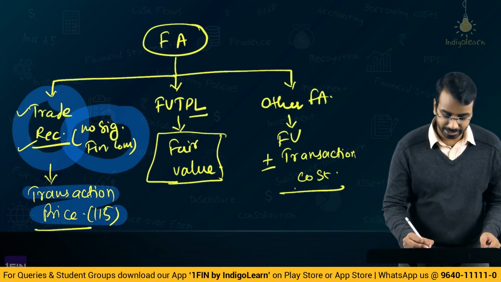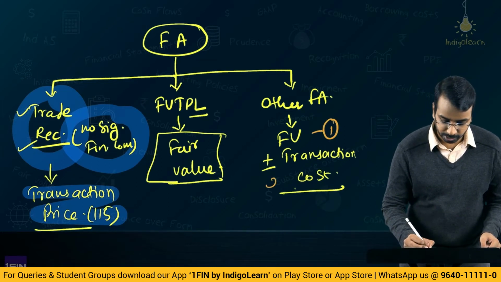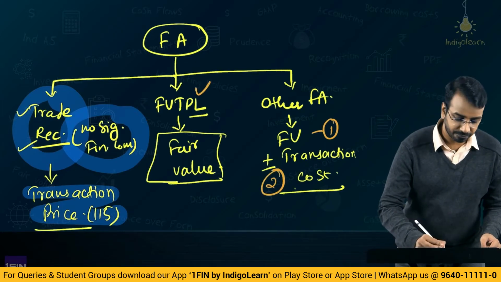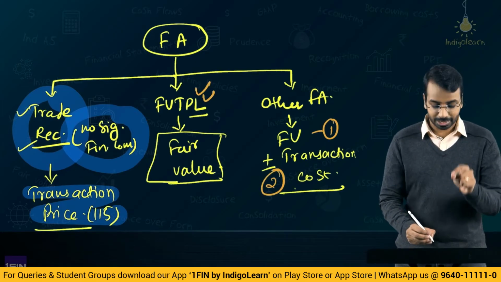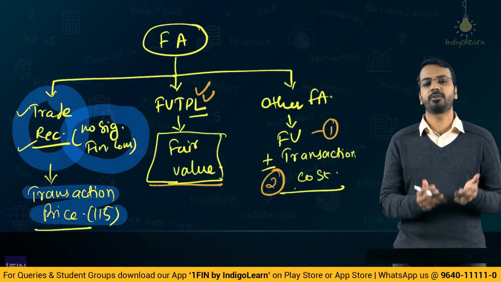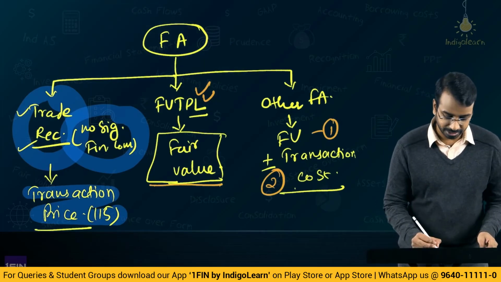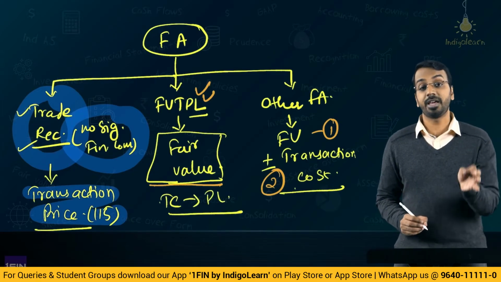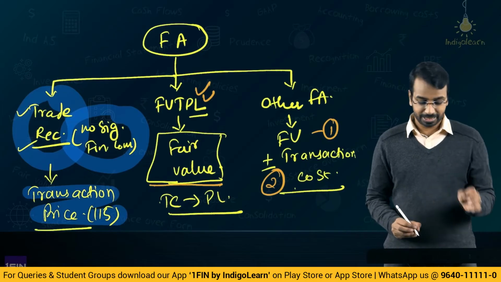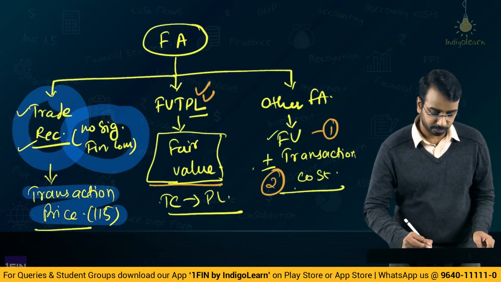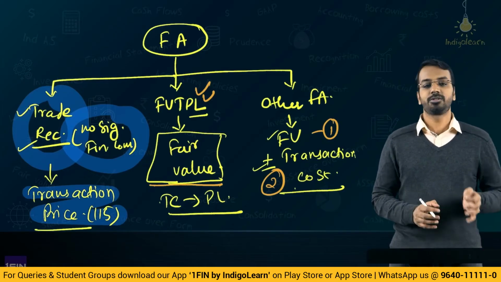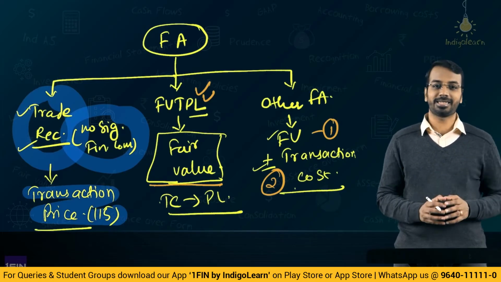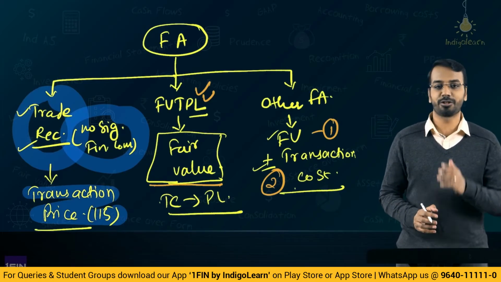So, for financial assets, you will have fair value plus or minus transaction cost. If it is FVTPL, please remember transaction cost will not be included. Then what will we do with the transaction cost? This transaction cost will be taken to P&L. If it is fair value through other comprehensive income, in that case you will do fair value plus or minus transaction cost, right. So, this is how you will measure financial assets at initial measurement.